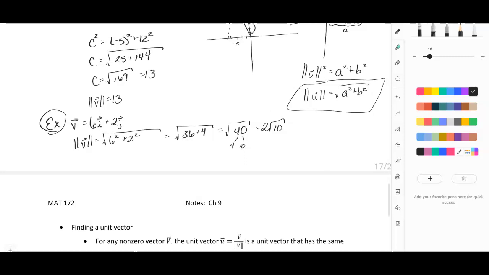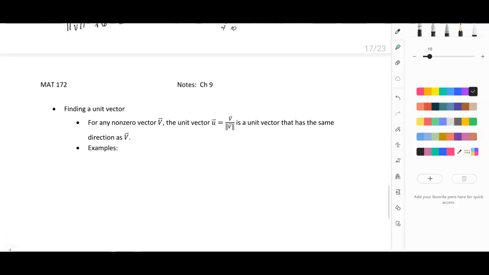Now we can use that magnitude to help us find a unit vector. A unit vector is a vector that goes in the same direction as u, but it's going to have a length of 1, and we're going to force it to have a length of 1, because what we're going to do is take each component and multiply it by 1 over the magnitude. So I could actually think about this formula this way.